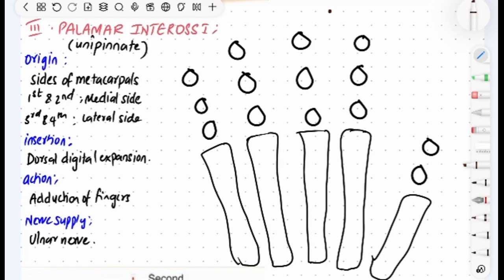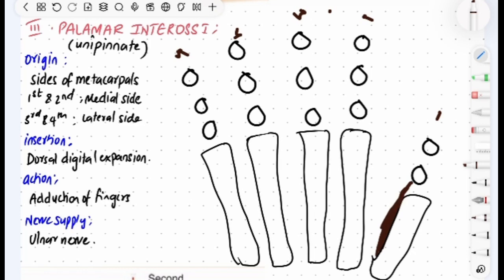So this is the first digit, this is the second, this is the third, this is the fourth, this is the fifth. How will you identify the first digit? With the help of the phalanges. The first digit has only two phalanges, so like that you can identify them. Now we'll trace this. So the first interossei is like this. Now where does it get inserted? Dorsal digital expansion. So it goes and inserts like this.